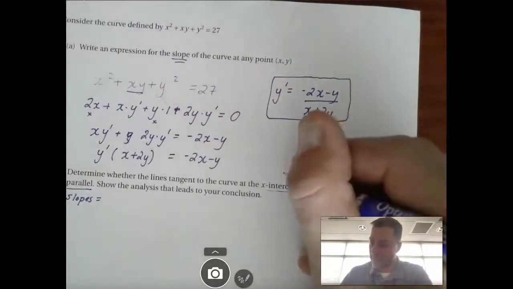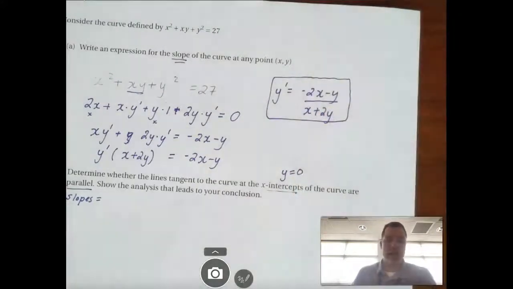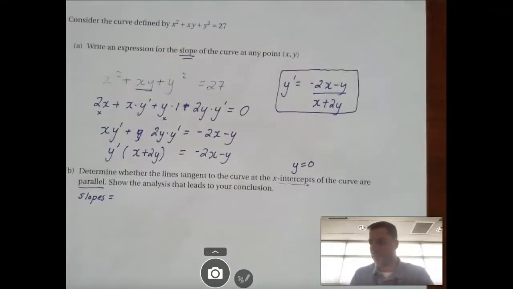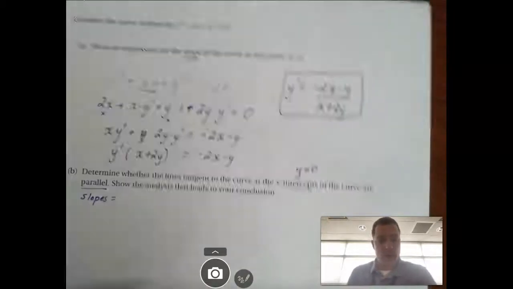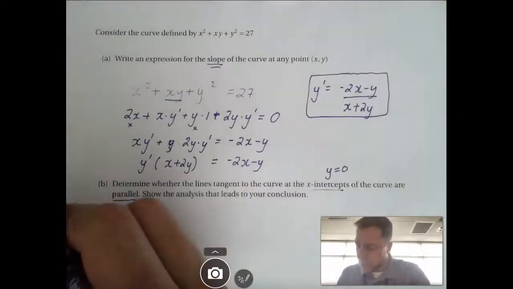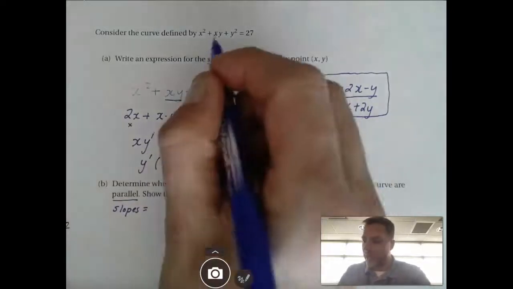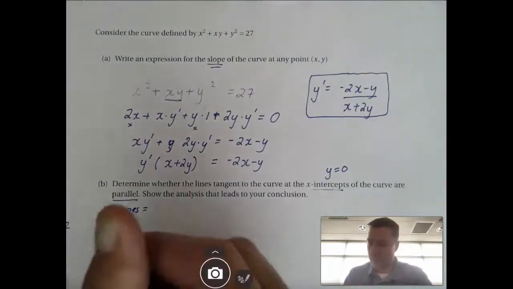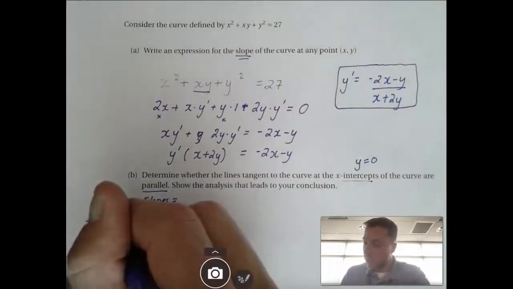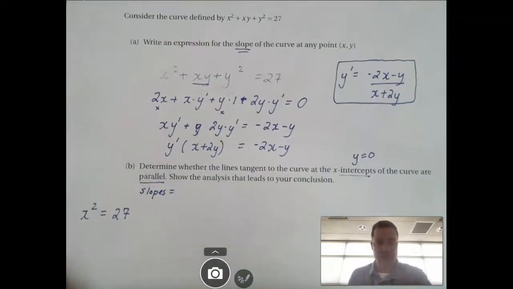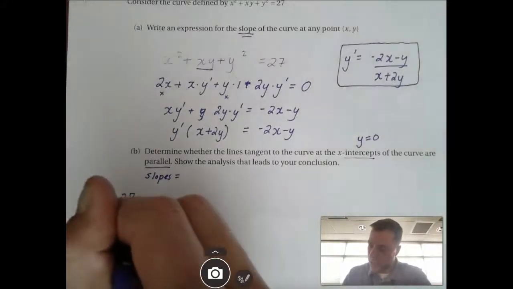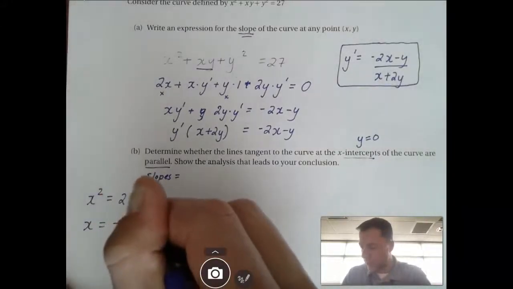So we're talking about the x-intercepts here, so y is going to be 0. We're going to go back to our original function and find the x-intercepts first. Then we're going to use our derivative to see what their slopes are at those x-intercepts. So we set y equal to 0 in our original equation. Anything with a y in it goes to 0, so we're only left with x squared equals 27, because xy goes to 0 and y squared goes to 0. So here x is going to equal plus or minus root 27.